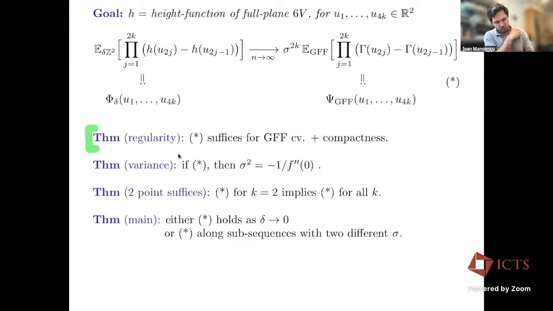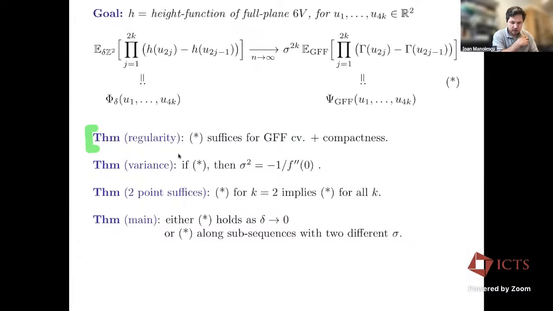It tells you that once you have this, you have convergence in more or less any way that is reasonable to expect. Regularity also tells you that you have compactness for this kind of convergence, so that you can always take subsequential limits as delta tends to 0, so that you have convergence for these quantities towards something, but not clear towards what.